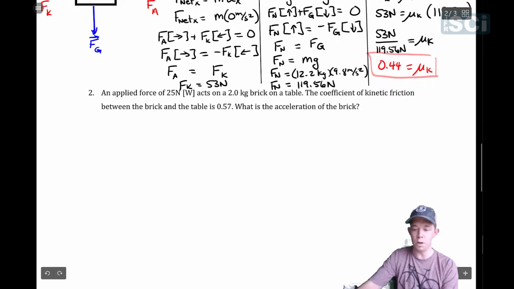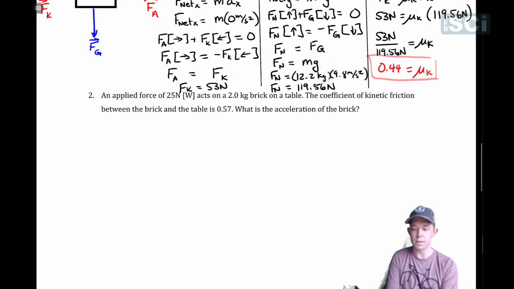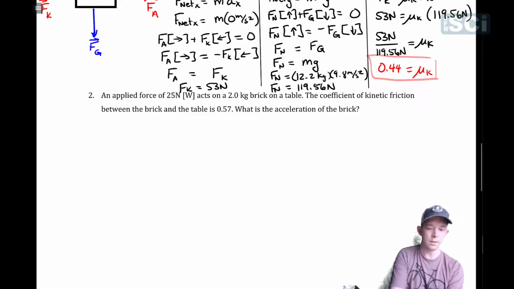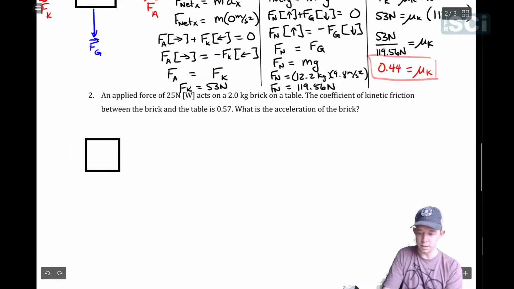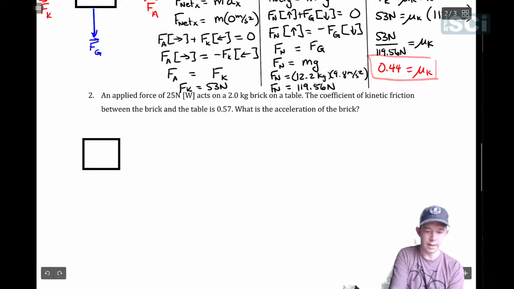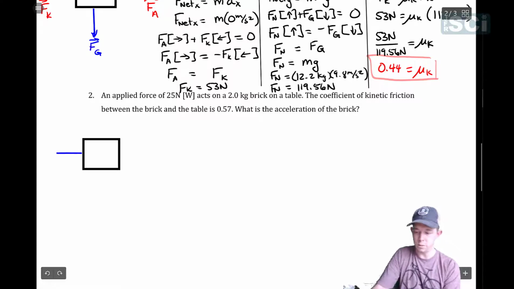Okay, so let's look at one more problem here together. An applied force of 25 newtons west acts on a 2.0 kilogram box on a table. The coefficient of kinetic friction between the box and the table is 0.57, and I want to find the acceleration of the box. All right, so let's go ahead and draw ourselves a free body diagram of what's going on. So I have a box here, and I know that I have a force that is acting westward.